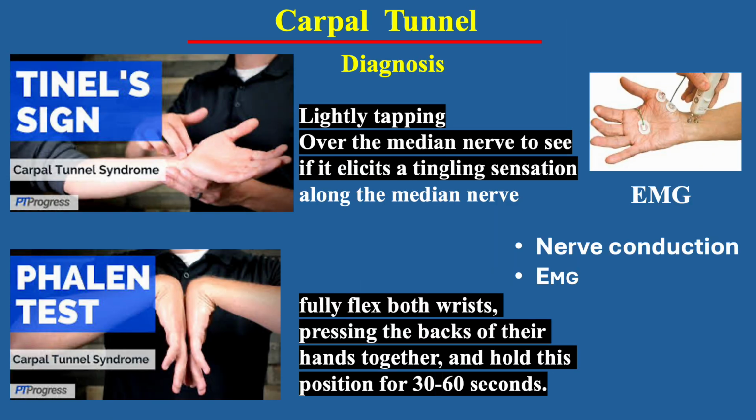The Phalen test, also known as the reverse prayer, involves the patient fully flexing their wrists by placing the dorsal surfaces of both hands together, with the elbows flexed, and holding this position for 1 minute. A positive test is marked by pain and paresthesia in the fingers innervated by the median nerve.